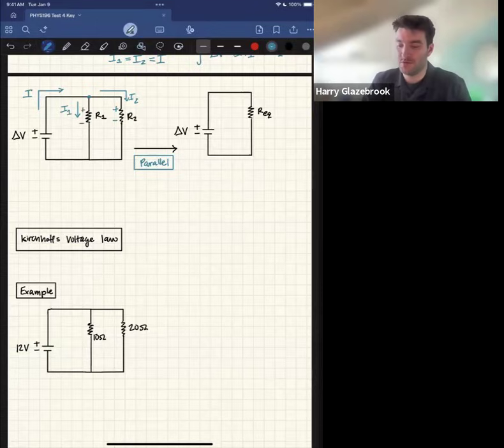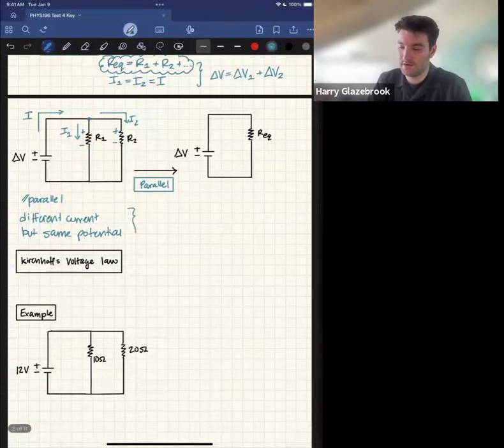So we can see that resistors in parallel are going to have different currents, but they're going to have the same potential. So they're the opposite of the resistors in series. If I was going to write that, all I'm saying is that the potential difference across R1 equals the potential difference across my resistor 2, and that equals the potential difference of the battery.